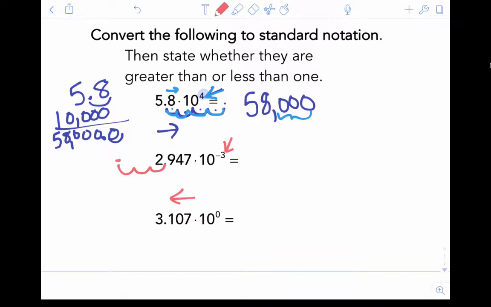It's going to be right there, and I have 2 spots to fill with zeros. So this is 0.002947. I could have also looked at this and thought to myself, hey, I'm moving 3 times to the left. If I look to the left of this decimal, there's just 1 number there, which means that I have 2 zeros that are going to have to be filled in, which is exactly what I have here.